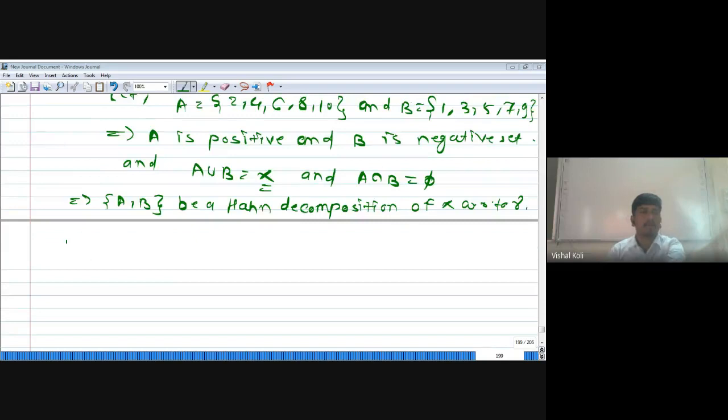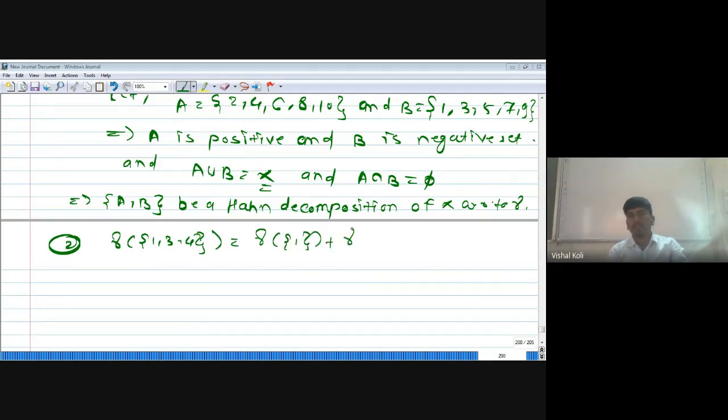Now the second one, we have to find out the signed measure of {1, 3, 4}. So the signed measure of the set {1, 3, 4}, as all are disjoint sets, is nothing but the signed measure of the set {1} plus the signed measure of the set {3} plus the signed measure of the set {4}. Okay, but the signed measure of {1} will be minus 1, plus the signed measure of {3} will be minus 3, and the signed measure of {4} will be equal to 4. Minus 1 minus 3 plus 4, which is equal to 0.